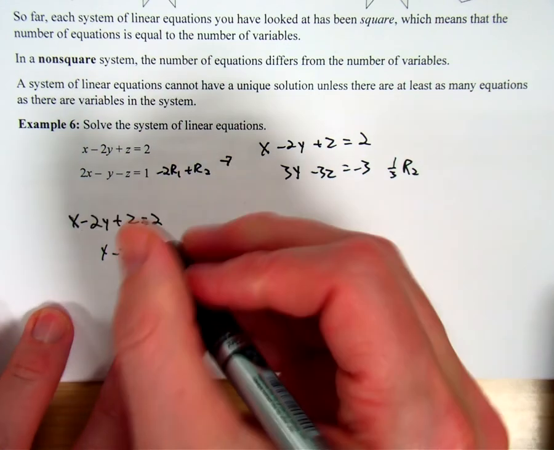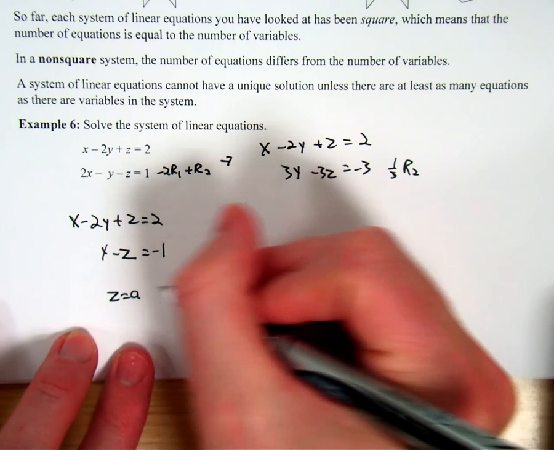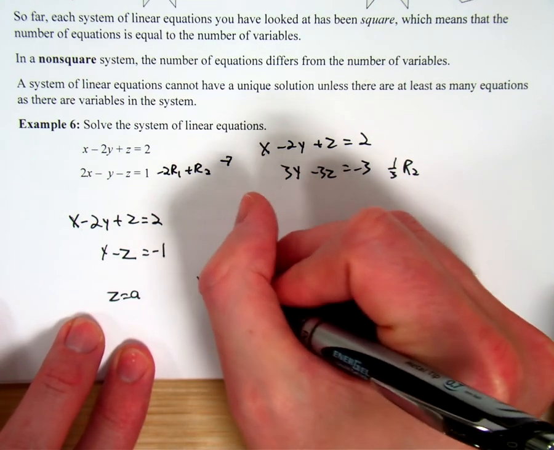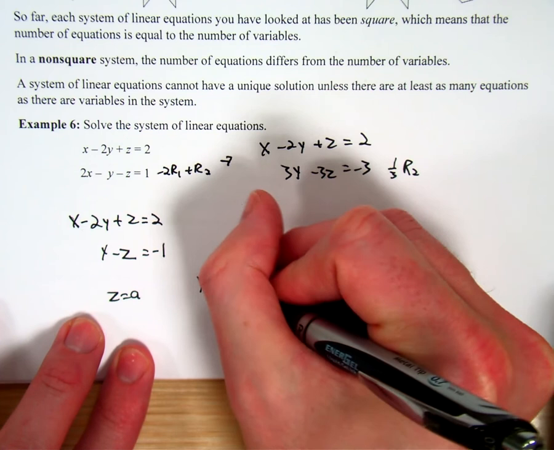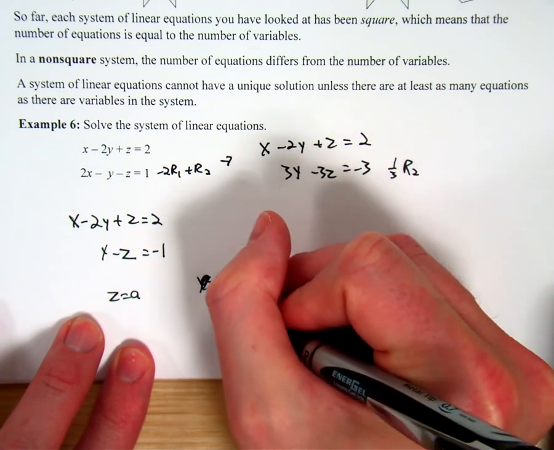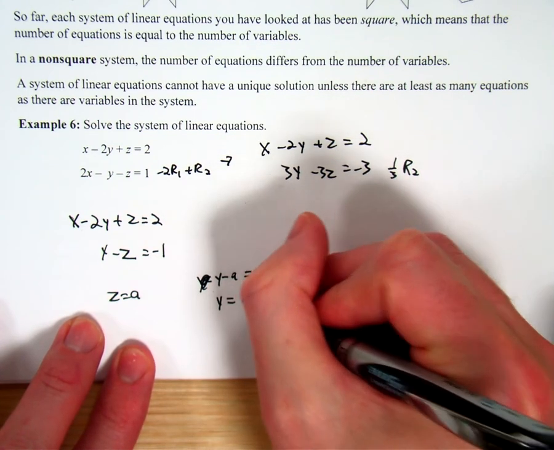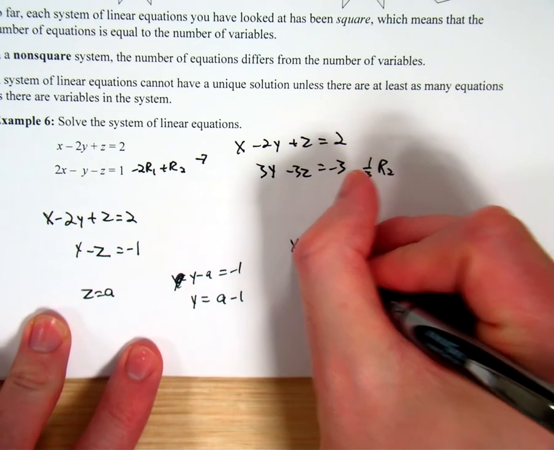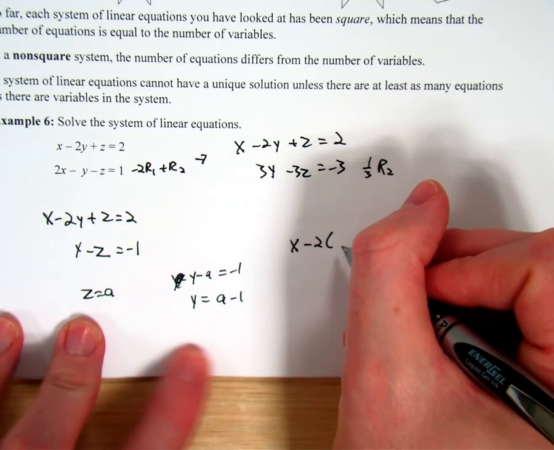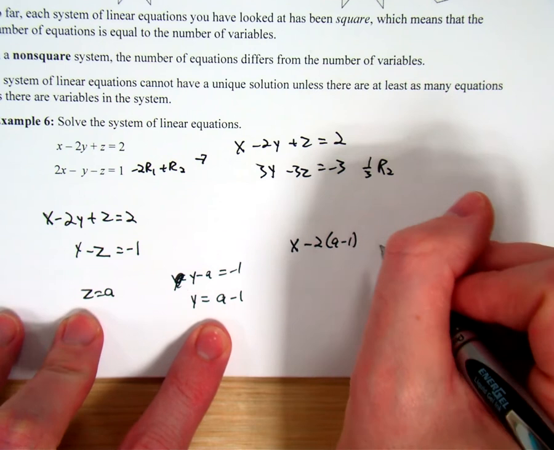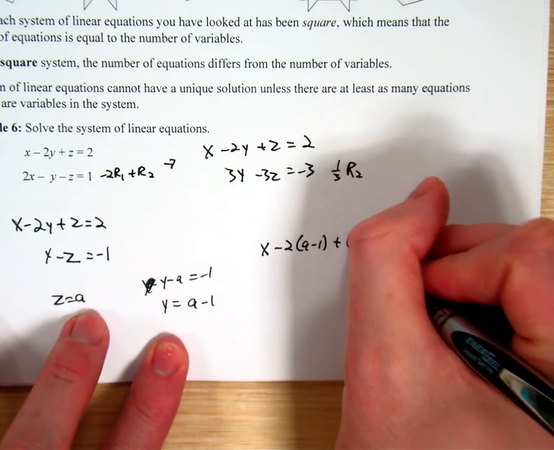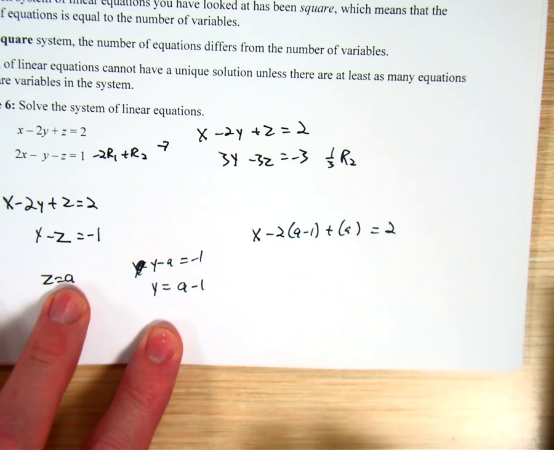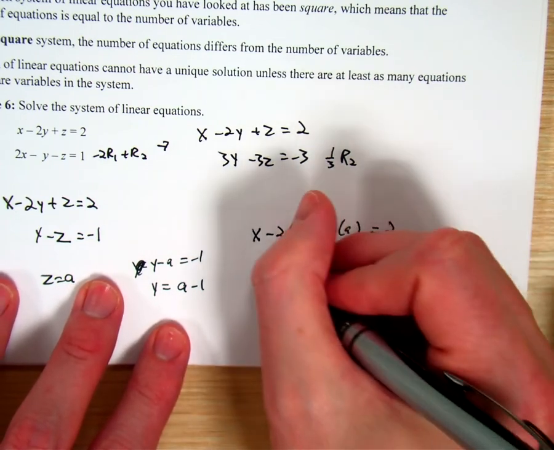Okay, and now we're kind of in the same situation as before. We're going to say z equals a. All right, and now we have y minus a equals negative 1, y equals positive a minus 1. And then we use our x equation, x minus 2 times whatever y is, a minus 1, plus z was just a, equals 2. And we distribute and we solve for x.